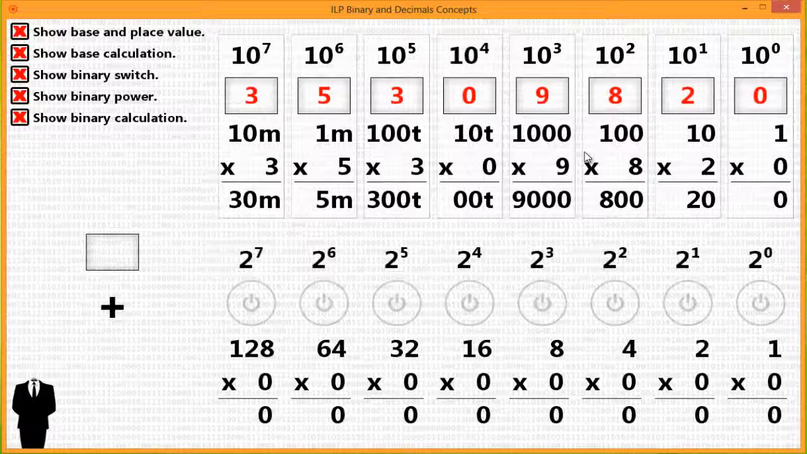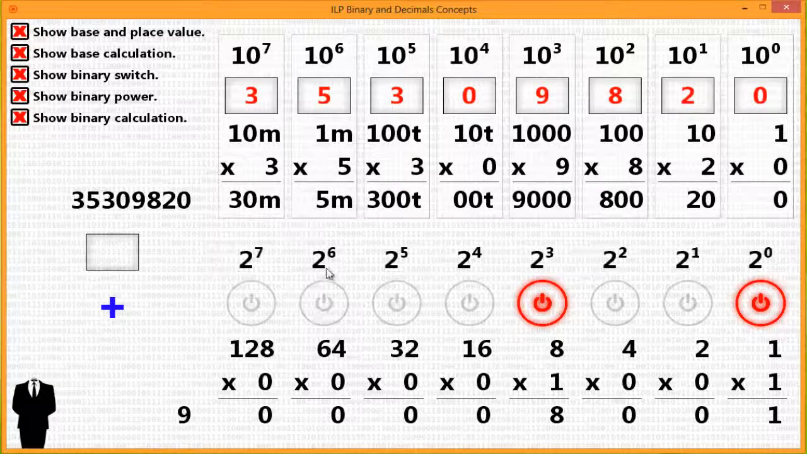Because a binary system has 2 symbols, 0 and 1, you can use switches or a light bulb to represent the state that a binary system can have. It is a 0 or a 1, where 0 means off and 1 means on. So if I go to 2 to the 0 power and turn the switch on, I would have the number 1. And if I go to 2 to the 3rd power and turn the switch on at that place, I would have 8. In total, I then would have 9. If I turn the switch on at 2 to the 6th power, which represents 64, then 64 plus 8 plus 1 would be 73.